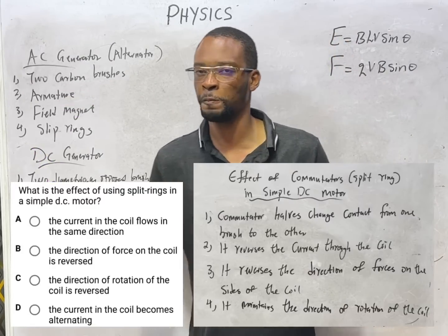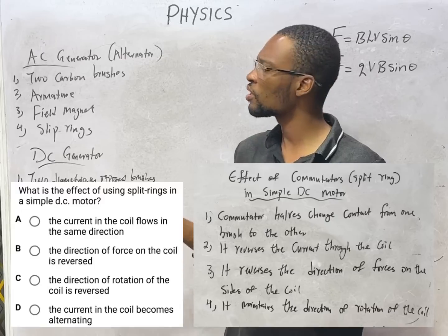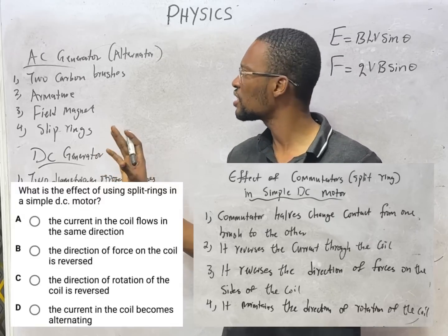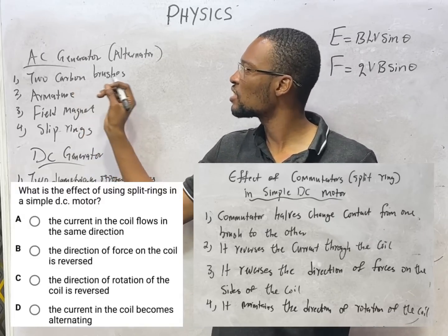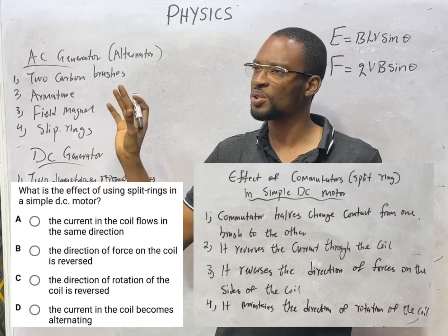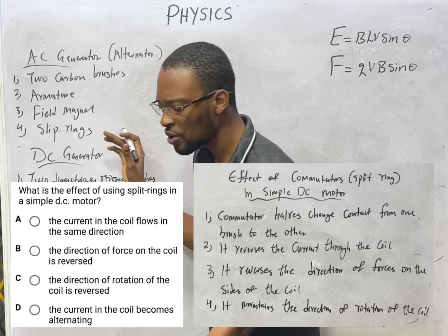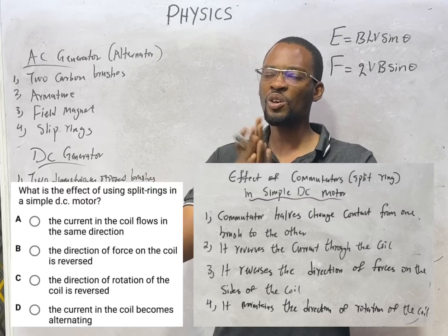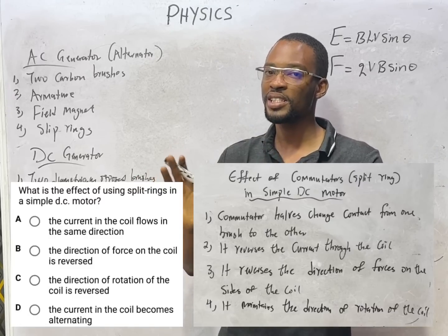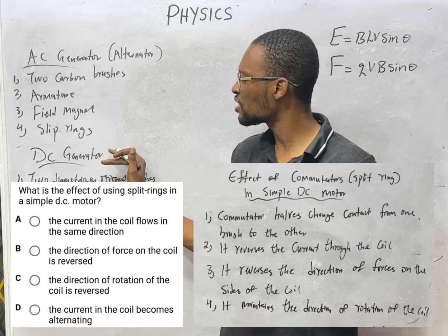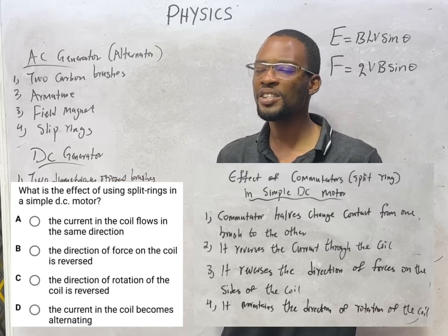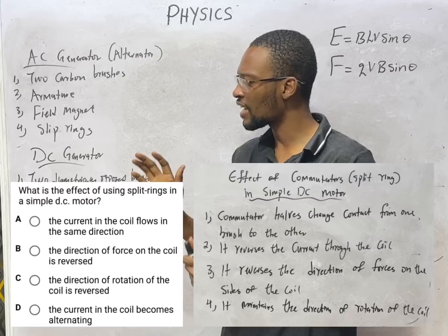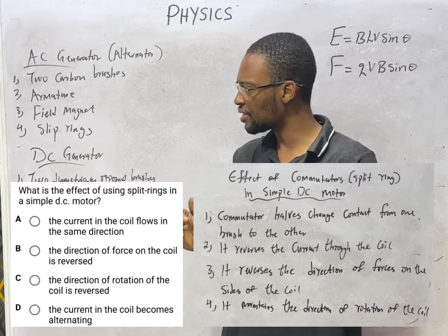So now, a dynamo can be AC or DC. We have the AC generators, also referred to as alternators. Their function is to convert mechanical energy to alternating current electrical energy, while DC generators convert mechanical energy to electrical energy, which can be either AC or DC.